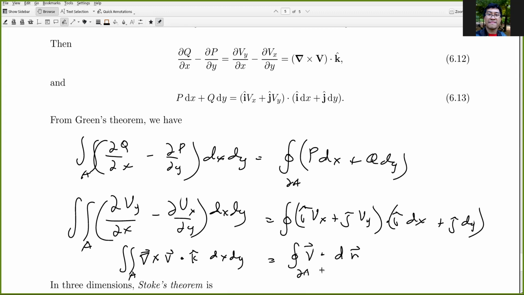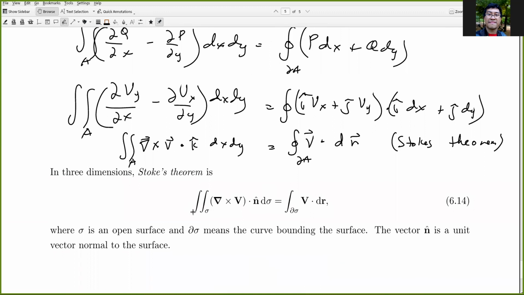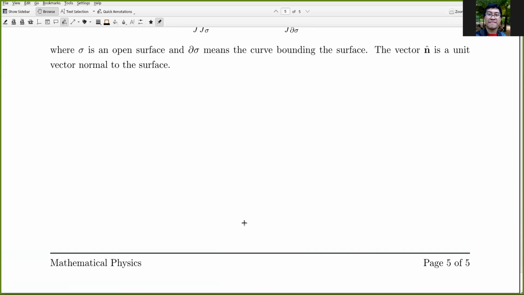This is called the Stokes theorem, wherein a curl of a vector over an area turns into a line integral of V dot dr. In 3 dimensions, we can extend this. You have the curl of a vector over all the surface area equal to V dot dr over the bounding curve. The vector n is a unit normal to the surface.